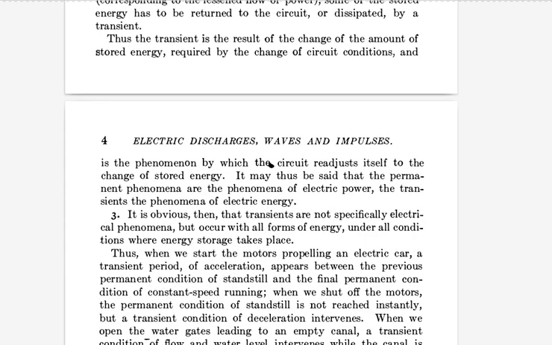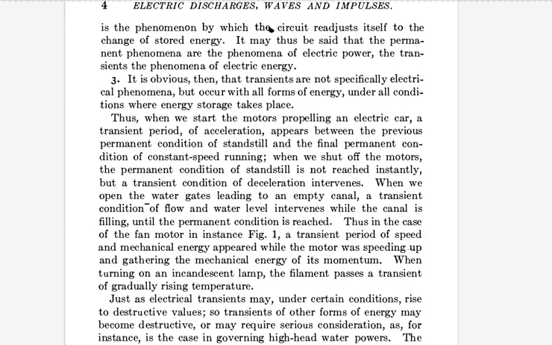Thus the transient is the result of the change of the amount of stored energy, required by the change of circuit conditions, and is the phenomenon by which the circuit readjusts itself to the change of stored energy. It may thus be said that the permanent phenomena are the phenomena of electric power, the transients the phenomena of electric energy.